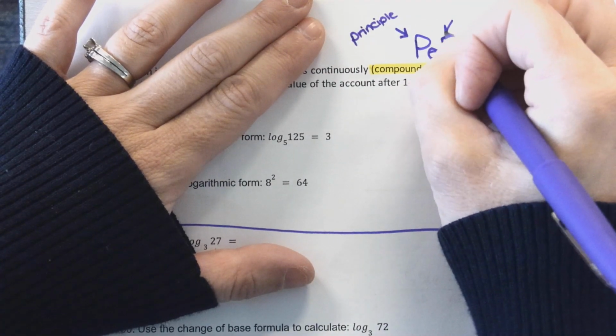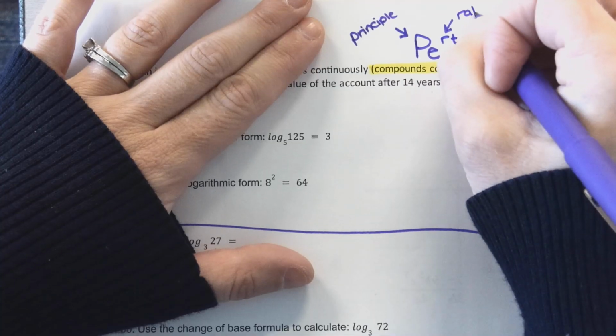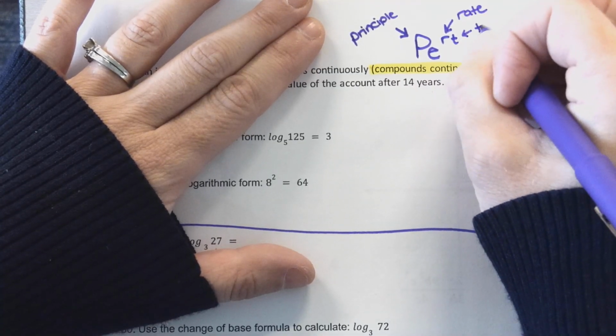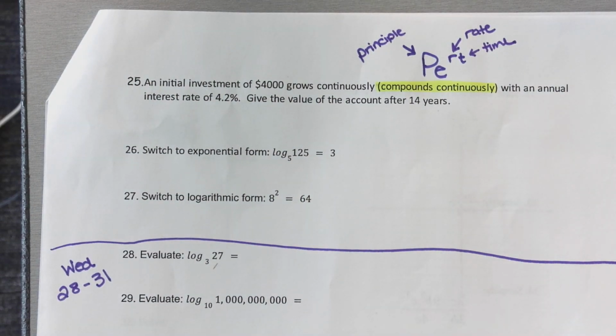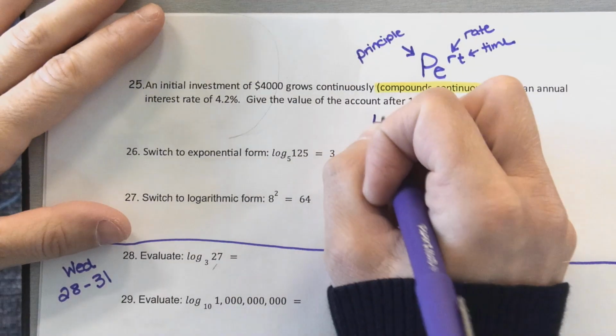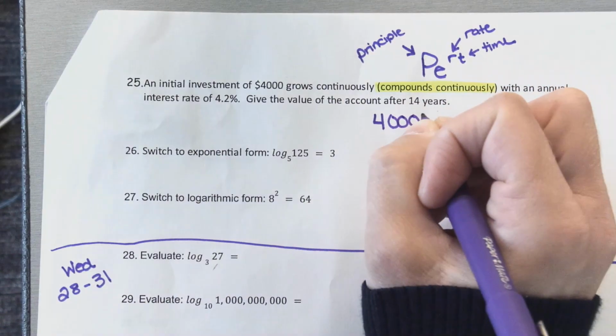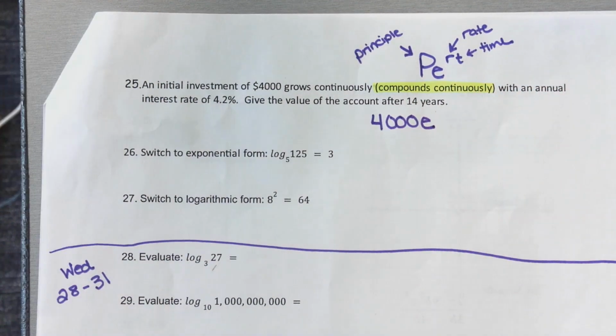E is our number friend E. R is the rate. And T is the amount of time. And usually our time is measured in years, but not always. Sometimes we can have stuff that's measured a little bit more quickly. All right, so what's my initial amount for this problem? 4,000. So 4,000 goes in for P. Then I put in my number friend E, which the calculator knows what that is, so that's good news. I don't have to worry about that.